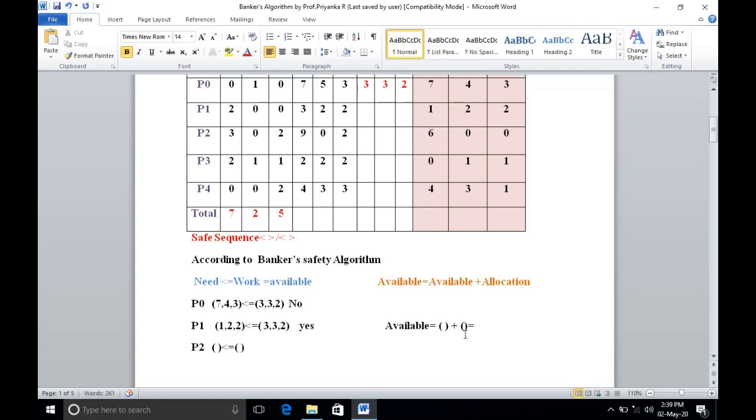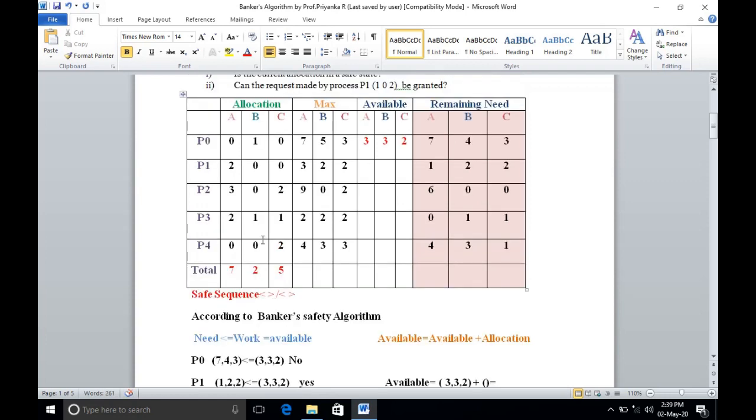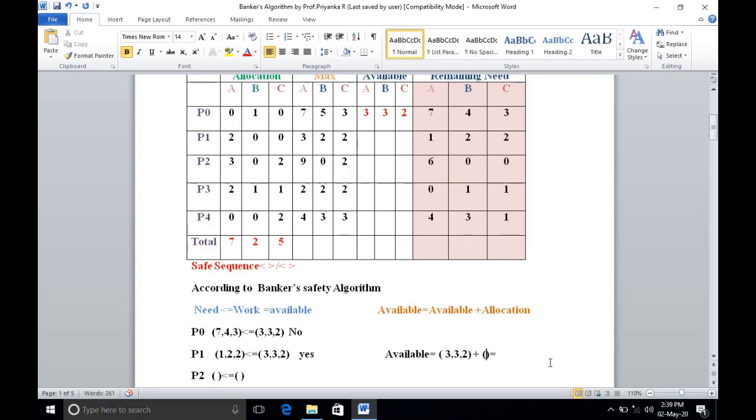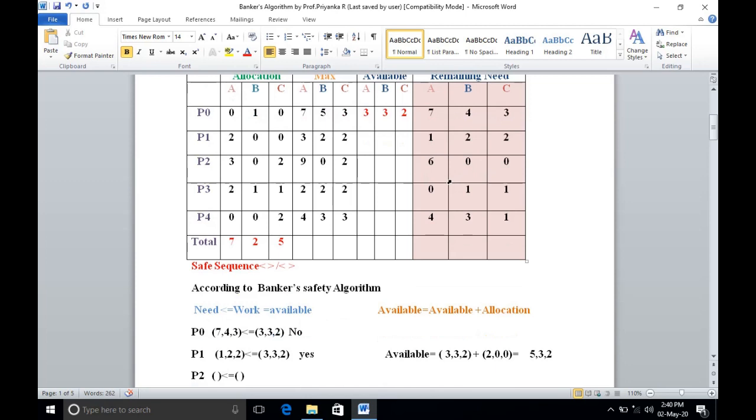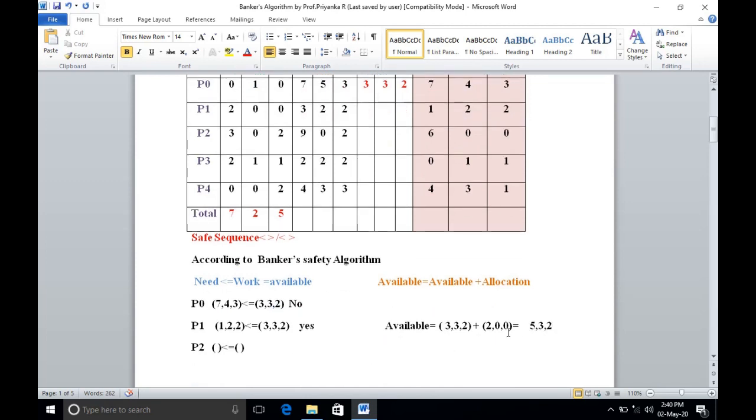So what is our current available? The current available is 3, 3 and 2, plus the allocation of P1. The allocation of P1 is 2, 0, 0. So we are adding it to the current available. So 2, 0, 0 will give us 5, 3 and 2. This is our new available. Initially it was 3, 3, 2, but we are satisfying the request of P1. So the new available which is calculated is 5, 3, 2. This 5, 3, 2 we are going to consider for our next process to satisfy its request.